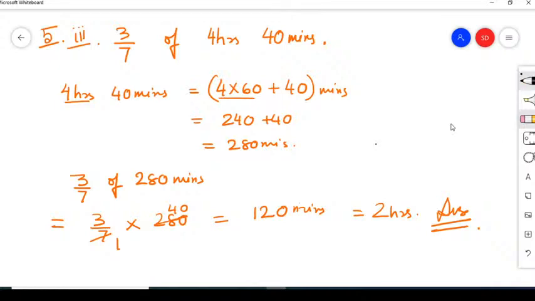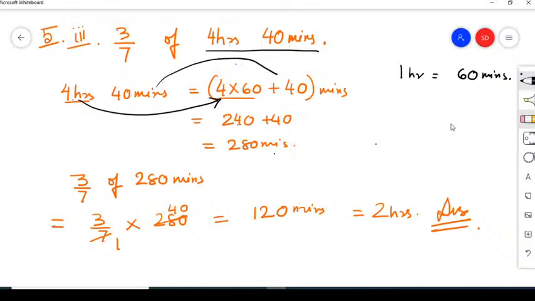3/7 of 4 hours 40 minutes. Now this is in mixed units, right? Hours and minutes. So what we did is first we converted hours and minutes into minutes. We know that 1 hour is equal to 60 minutes. So 4 hours will be 4 into 60 minutes, so that is 240 minutes. So 240 plus, we already have 40 minutes. So 240 plus 40 will be 280 minutes.